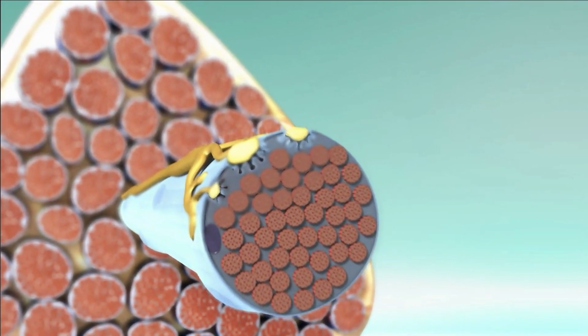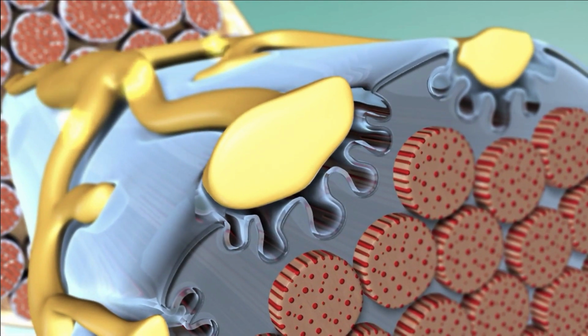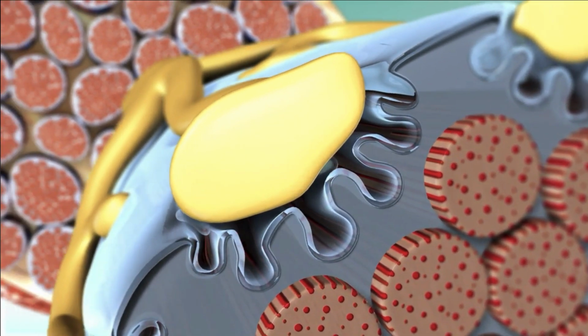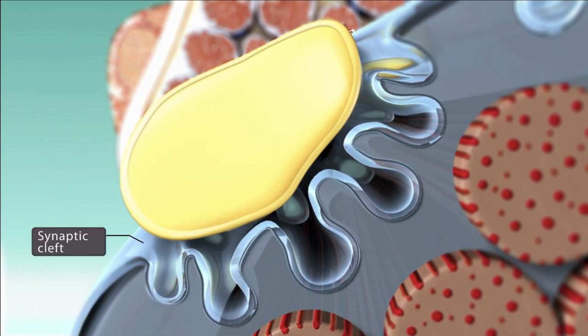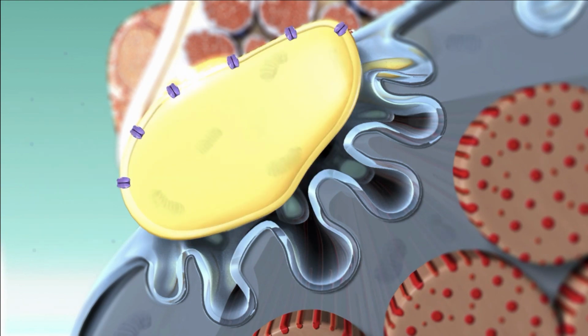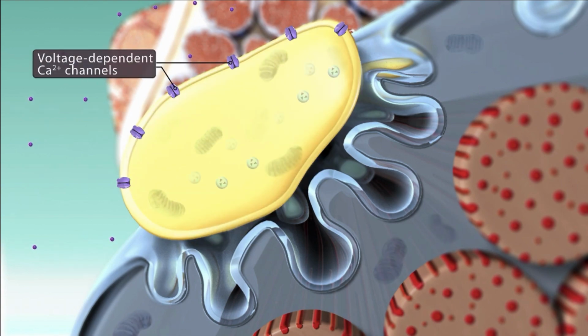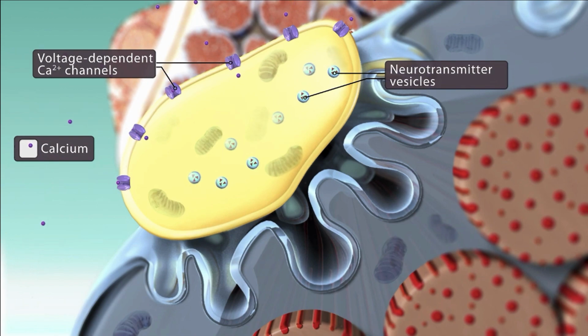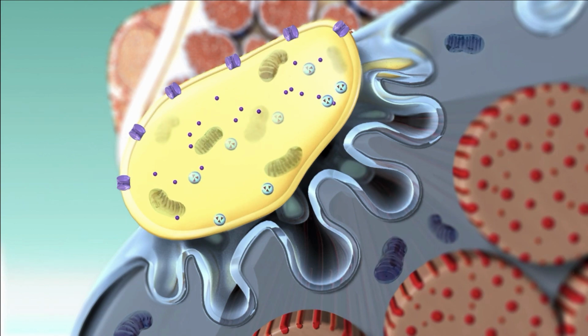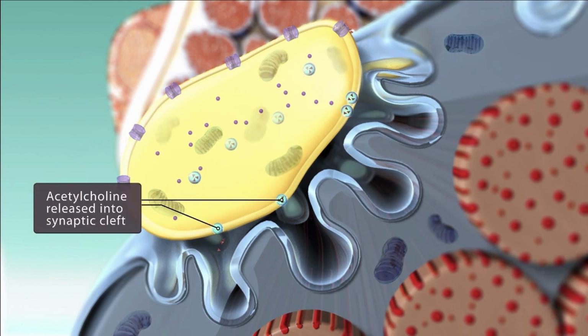To cause muscle contraction, the motor neuron must initiate an electrical impulse in the skeletal muscle cells, even though the muscle and neuron cells do not touch. There is a gap known as the synaptic cleft between the neuron membrane and the muscle cell membrane that only a chemical signal can cross. The neuromuscular junction is this chemical synapse between the motor neuron membrane and the muscle cell membrane. Once the electrical impulse arrives at the end of the motor neuron, voltage-dependent calcium channels open. This increase in intracellular calcium causes the release of neurotransmitter acetylcholine into the synaptic cleft.